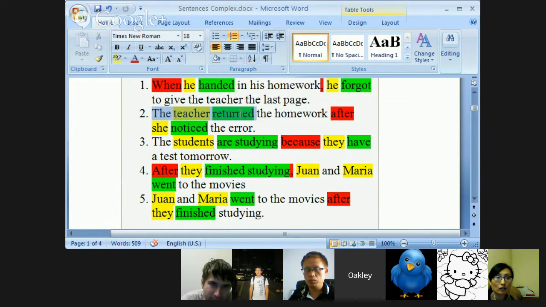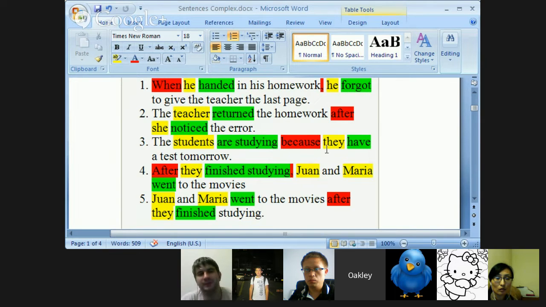Notice the next sentence, the teacher returned the homework after she noticed the error. Same thing. Okay, the first clause, the teacher returned the homework. It's a complete thought. The teacher returned, and then our subordinator here is after. After she noticed the error is the second clause. It's a dependent clause. Very simple.